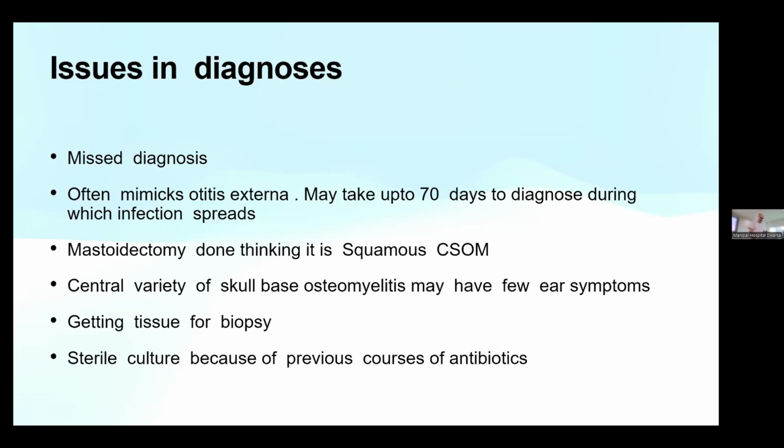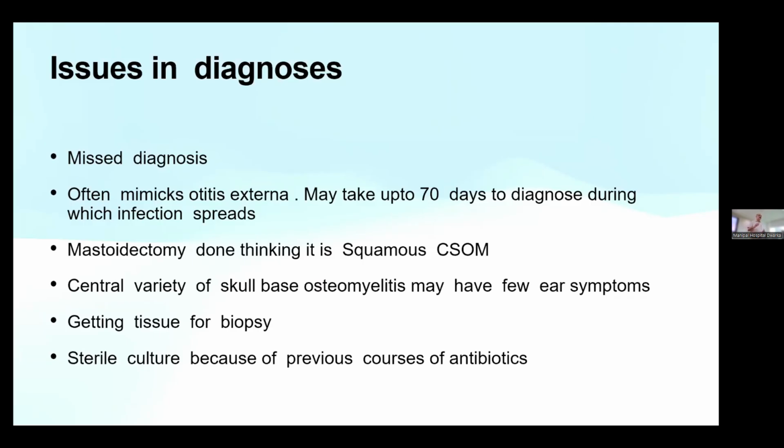Then the central variety may not have any ear symptoms. This is the other thing. So always have a good dialogue with the neurologist. In the central variety, there may not be any otalgia, it may just be a headache. But ask for an MRI temporal bone. MRI brain cannot diagnose. You have to have an MRI temporal bone. And then you may be able to diagnose.